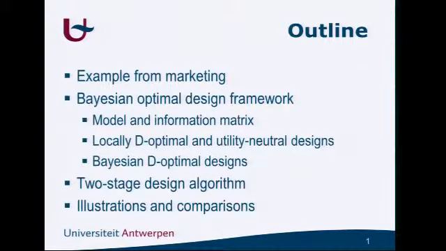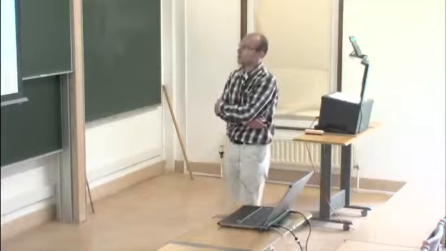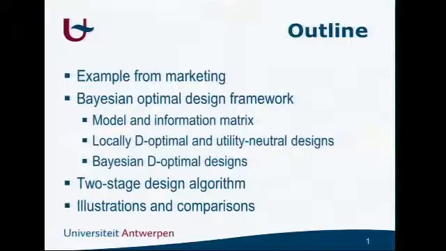I will start with an example from marketing, and then I will give a few examples from health, and then I will describe the Bayesian optimal design framework that we use to construct designs for discrete choice experiments. I will show you the model we've used for this work, the information matrix that we derived from the model. And then I will discuss the various approaches that have been used in the literature, the locally D-optimal design approach, the utility neutral design approach, and then the approach that we use in our work, the Bayesian D-optimal design approach.